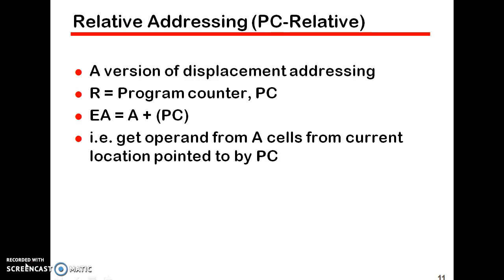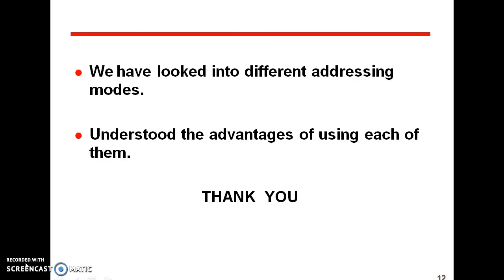So next is your relative addressing mode. In this relative addressing mode, we are going to specifically use the program counter as the register which contains the base address. So here again it is similar to your displacement addressing mode, but the difference is we are going to use the program counter in place of any general purpose register. So the program counter contains your base address, plus you have your displacement. That will give you the actual content of your operand.